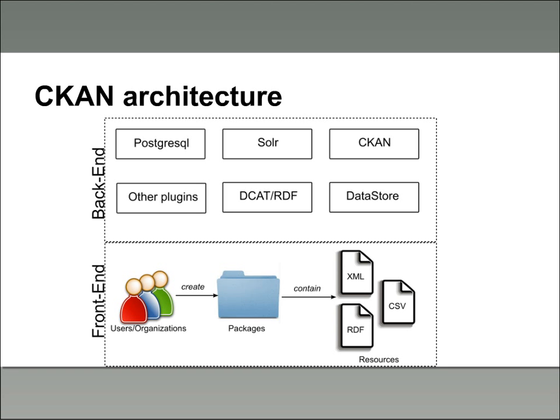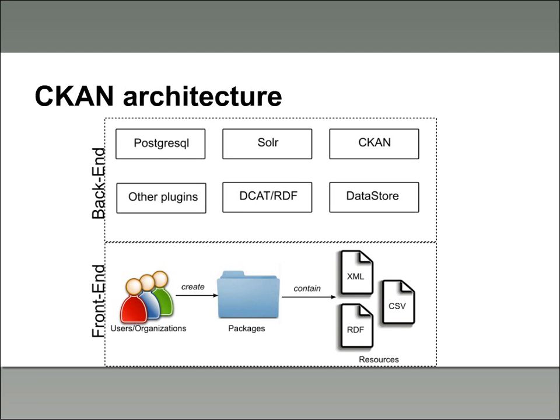There is one problem with the DBpedia itself. I'm going to highlight it later, but the idea is quite simple. At the back end, what is running there is a relational database management system, which is PostgreSQL. There is an Apache Solr index for supporting searching. And there is a CKAN code base written in Python, which can be extended by different plugins, like I listed here, Datastore and DCAT RDF, and some other plugins can be supported as well.